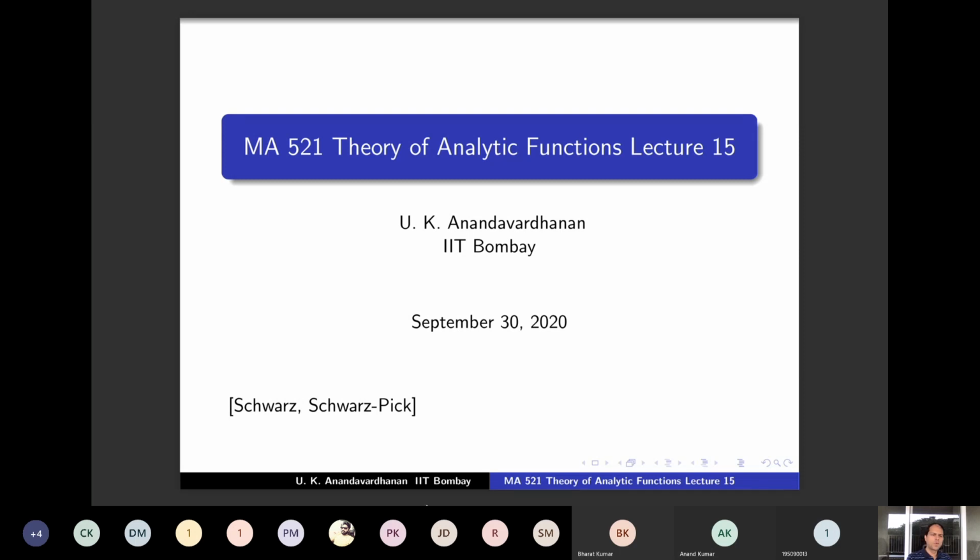Today we will do two small lemmas. We could have done these soon after the maximum modulus theorem, but I thought we would do them whenever we need them. We will need some of these ideas in the proof of the Riemann mapping theorem. So, the Schwarz lemma and a generalization called the Schwarz-Pick lemma. That's what we will do today.